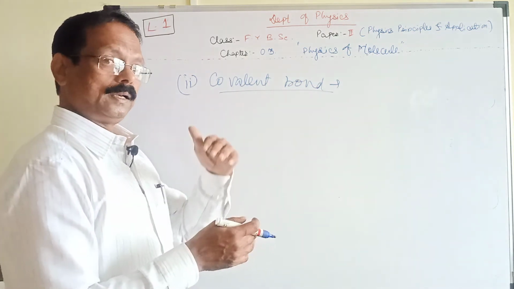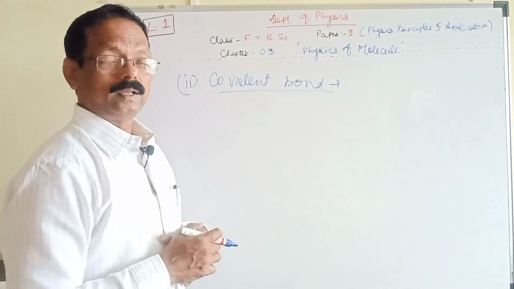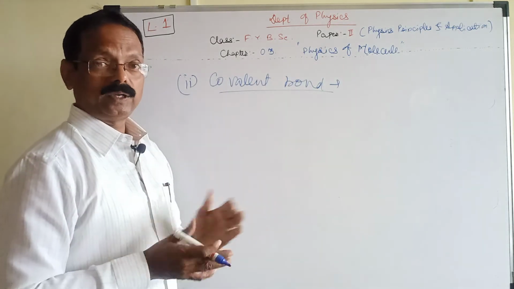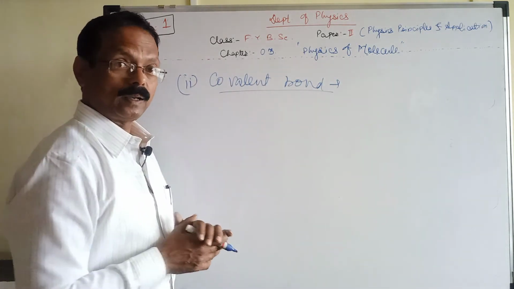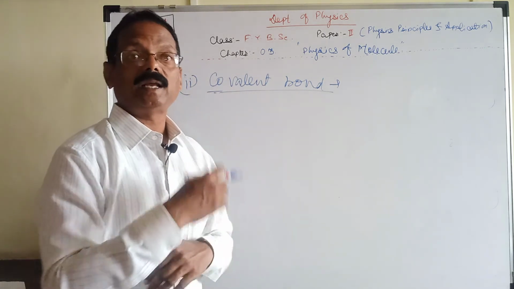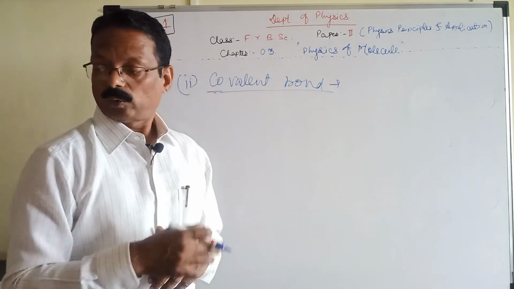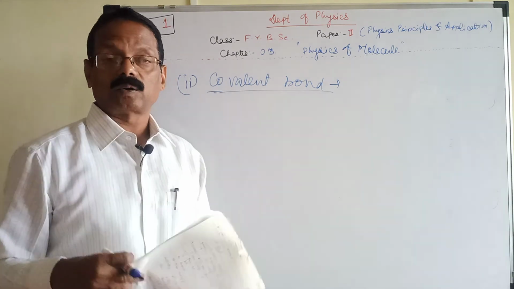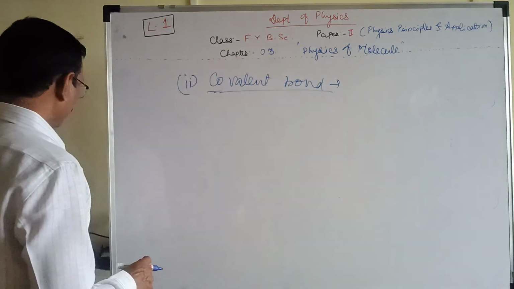Now this is completely different from that. What is covalent bond? It is also a chemical bond. Ionic bond is a chemical bond. Covalent bond is a chemical bond. And what is the difference between them? Covalent bond is formed by the sharing of the electron. Now how sharing occurs, that we have to see here.